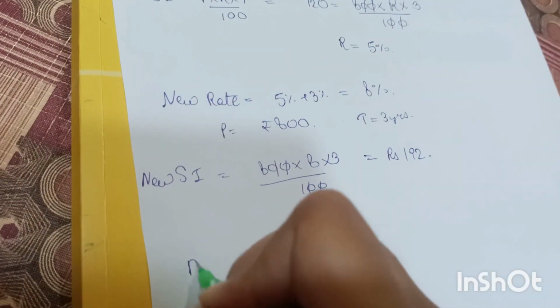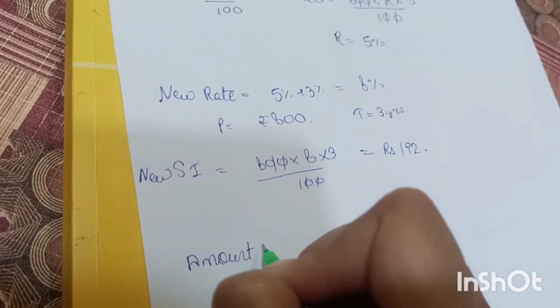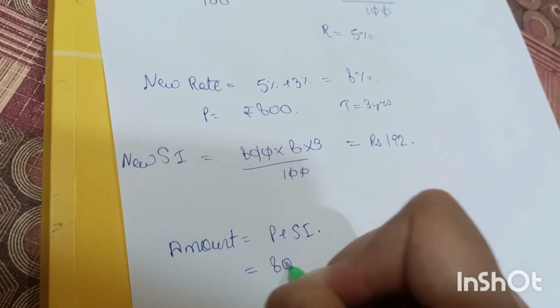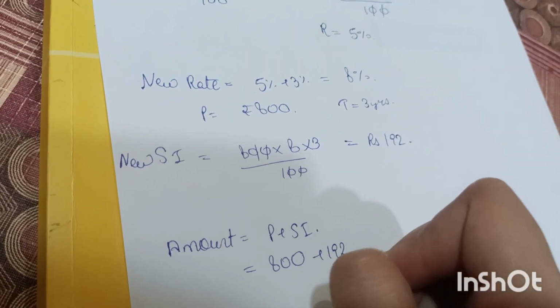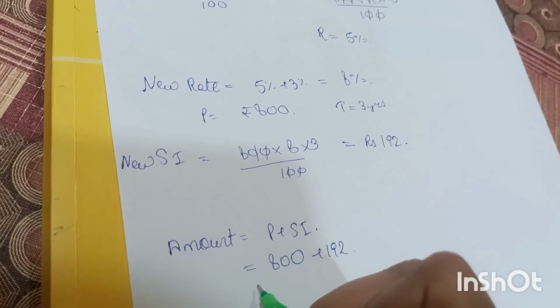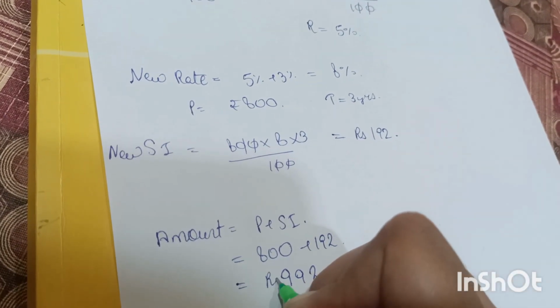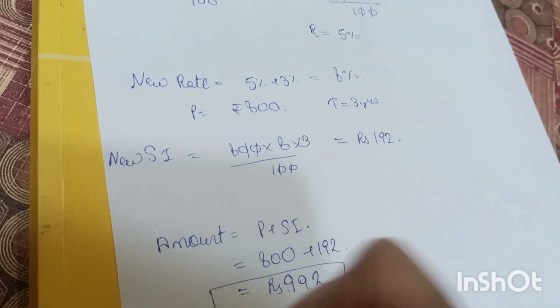So now we have to find the value of the amount. So you know amount equals principal plus SI. So principal over here is given as 800 plus 192 SI. So you'll get the value as 992 rupees. So this is the new amount.